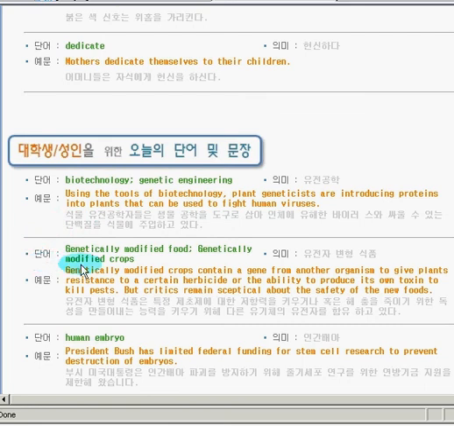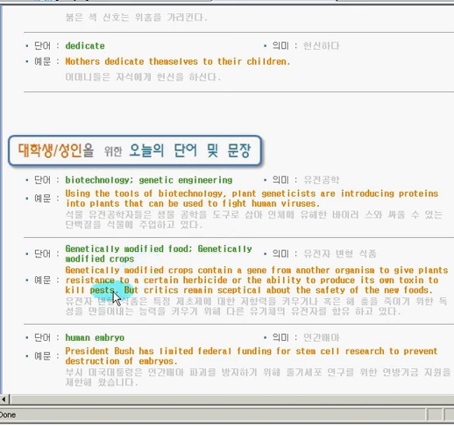Okay, let's try another one. Genetically modified food. Genetically modified food has the same meaning with genetically modified crops. Genetically modified crops are the food made from genetically modified organisms, mostly are derived from plants.